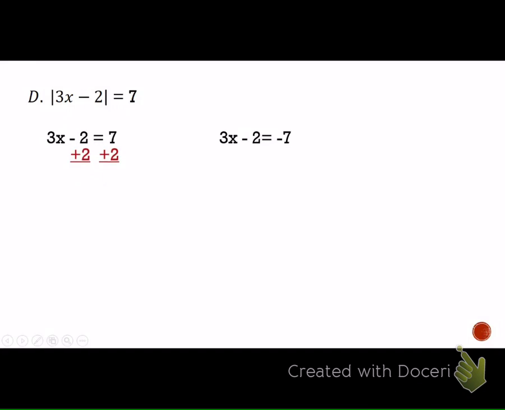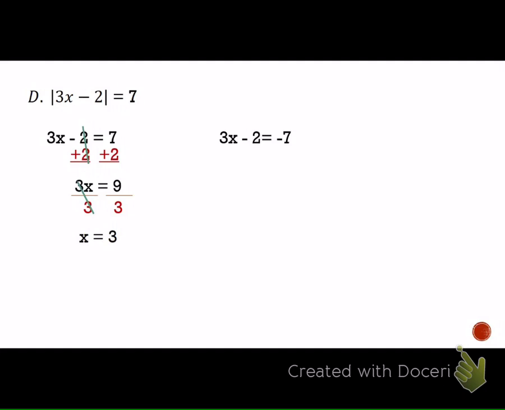So what's the first thing I do here? Add 2 to both sides. 3x equals 9. Then what? Divide both sides by 3, and we get x equals 3. Good. Okay, so that's one of my solutions.